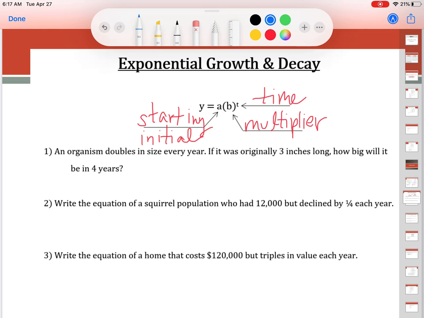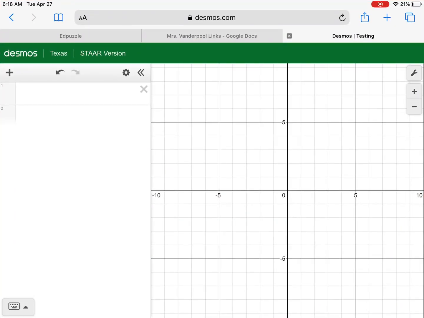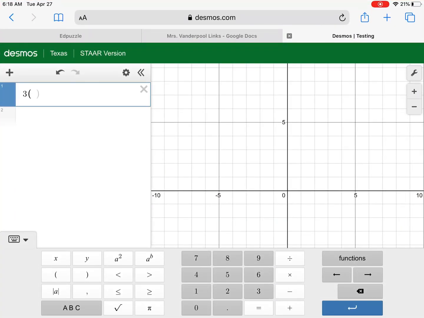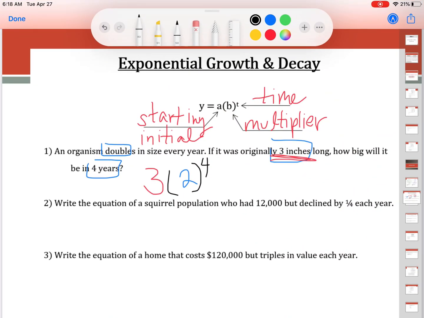Okay, and number 1, an organism doubles in size every year. If it was originally 3 inches long, how big will it be in 4 years? So we start with the starting number. It says originally 3 inches long, so that's 3. Then it says that this thing is doubling every year for 4 years. Okay, so you can go to Desmos. 3 times 2 raised to the 4th. The answer is that there are 48 organisms in 4 years.